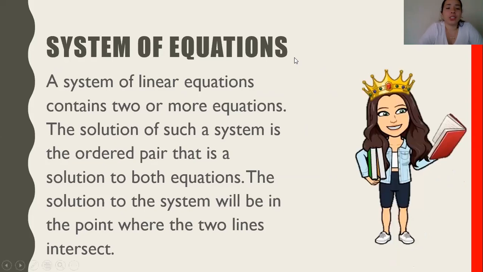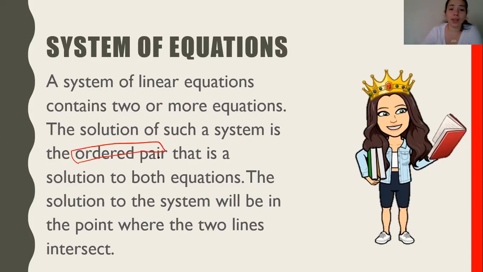So what's a system of equations? A system of linear equations contains 2 or more equations. The solution of such a system is an ordered pair that is a solution to both equations. The solution to the system will be in the point where the 2 lines intersect. I know that's a lot of information, but to summarize it, a system of equations is where you have 2 equations or more, and then using those equations, you find an ordered pair that's a solution. To remind you, an ordered pair, whoa, that is not what I meant to do. I meant to underline that.